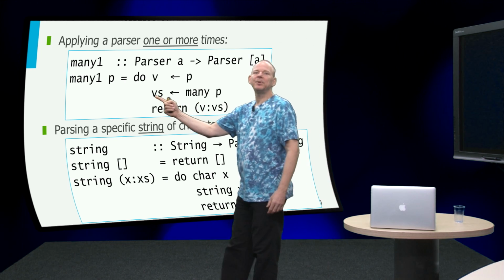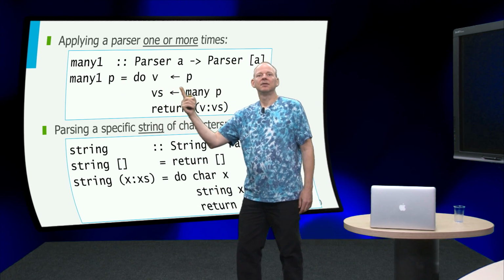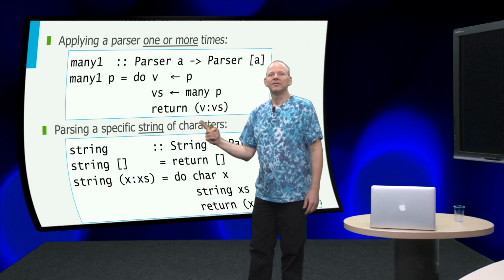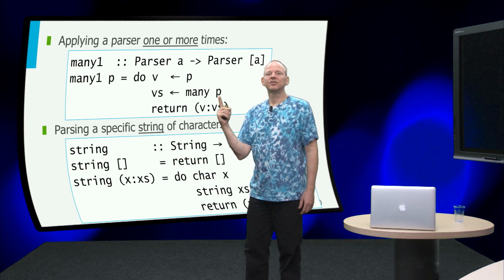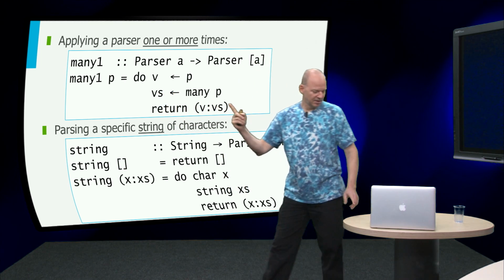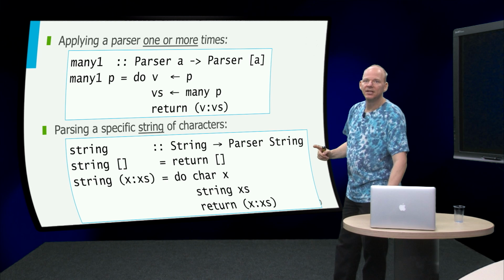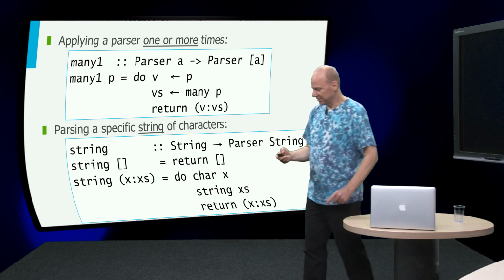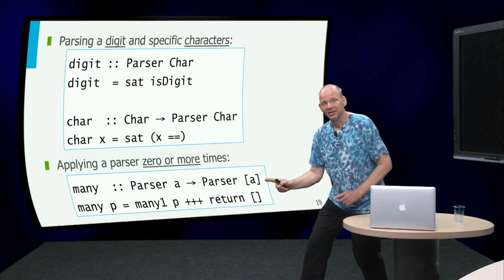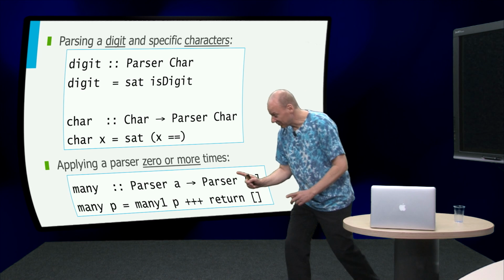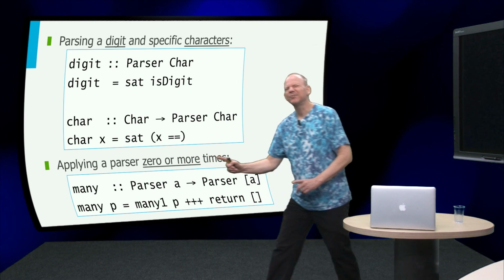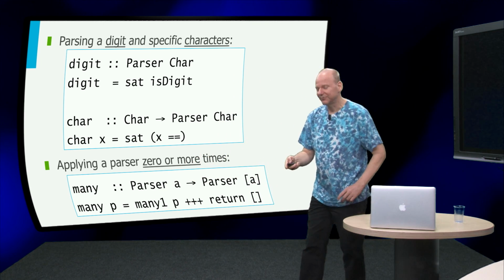So if I want to parse P 1 or more times, I try to parse P once. I get the value V. Then I try to parse 0 or more times P. I get the value. This can be the empty list. I have to apologize, this is really returning the empty list. That's not failing, because if I parse P 0 or more times, I can parse it 1 time or 0 times. And in the 0 times case, I have to return the empty list.